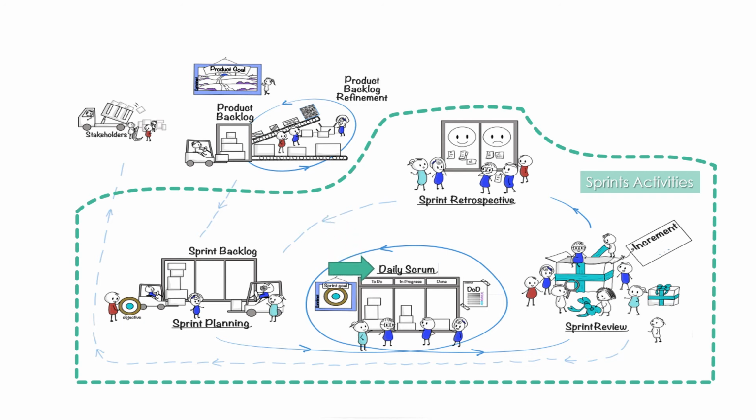The team holds a daily Scrum meeting of 15 minutes each day to collaborate with each other. At the end of the sprint, the team demonstrates the completed stories, products, to the customer in a sprint review meeting.